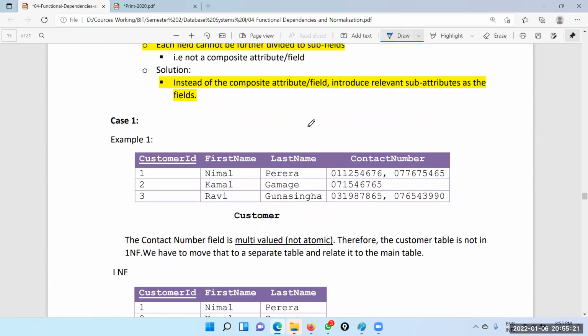So this is an example. I have customer ID, first name, last name, contact number. Now you can clearly see that customer ID, you can have only one. You can't say that for a particular person, his customer ID is both 5 and 10. So this is definitely atomic. First name, atomic, right? A person cannot have two first names. A person cannot have two last names. But what about contact number?